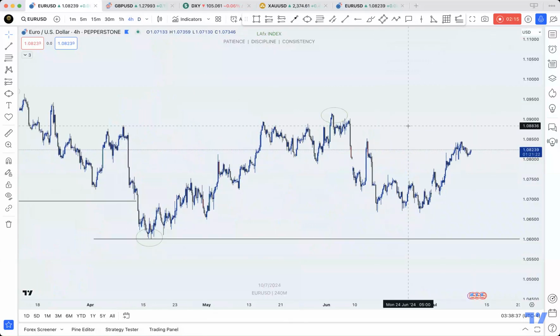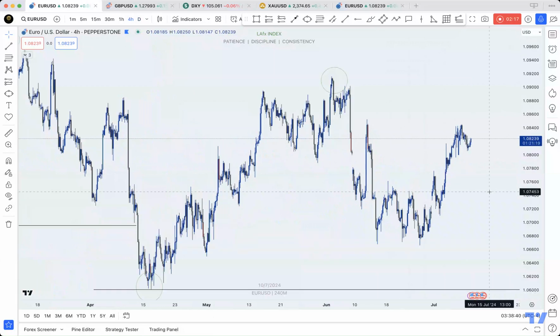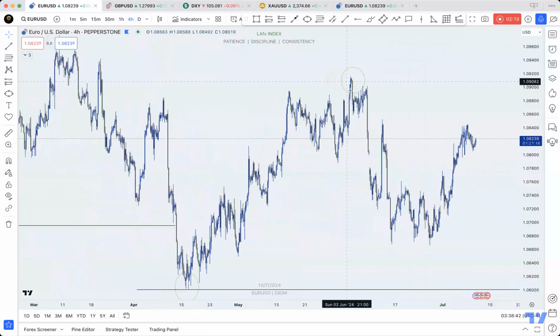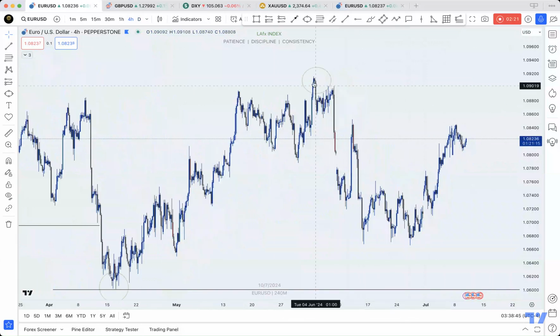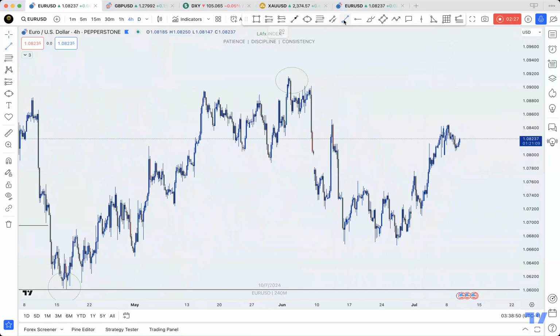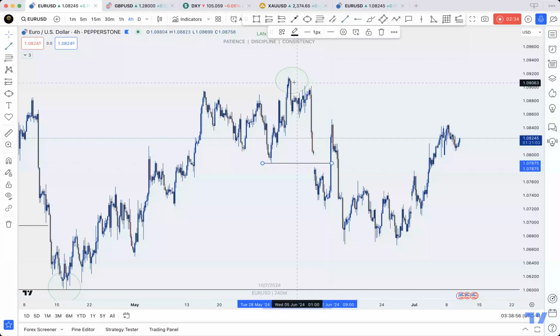All right, so down to the 4 hour, we're looking at this leg, right? So we have our high looking to make a lower low, but we're looking at our internal structure. Now, this is our low. This is our high. Our daily high is also our 4 hour high, right?